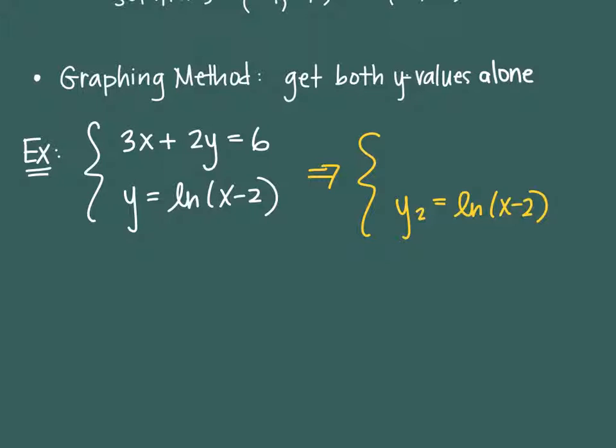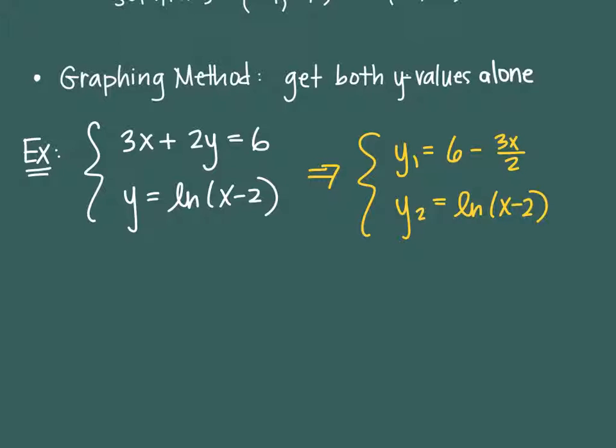How do I get that y alone? Subtract 3x, followed by what? Dividing everything by 2. All right, the result of that, when you've subtracted 3x and you've divided everything by 2, is 6 minus 3x over 2. Okay, that's the answer.